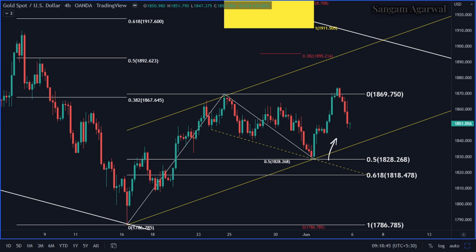So either it can make support and continue its bullish trend on the H4 time frame from the 50% retracement, or it can make a flat correction double bottom at the 50% retracement 1828 level, then start its next bullish trend. But you will have to be prepared for this support zone.